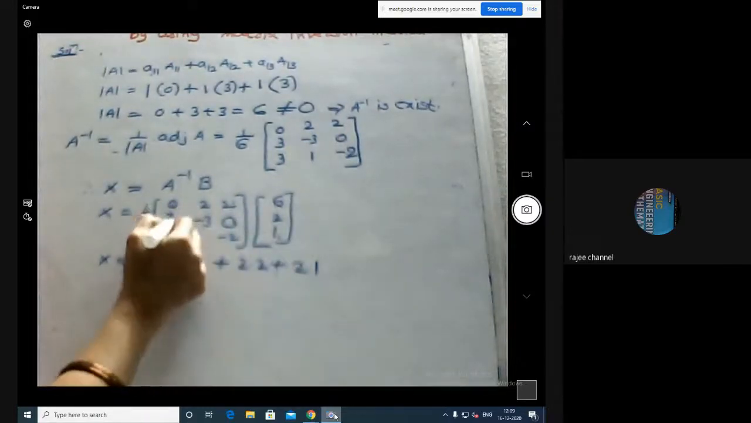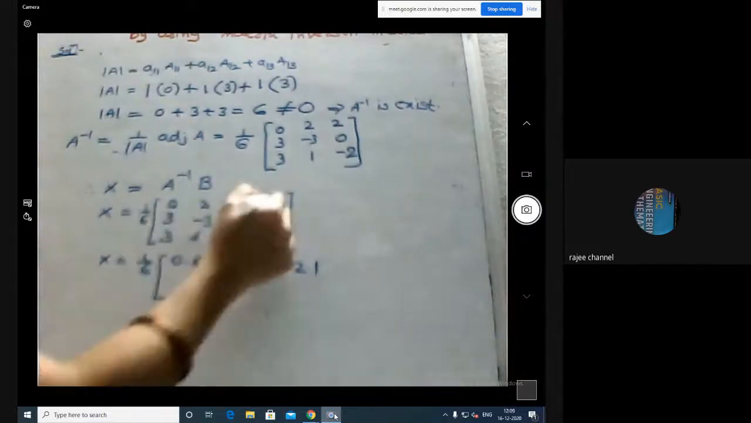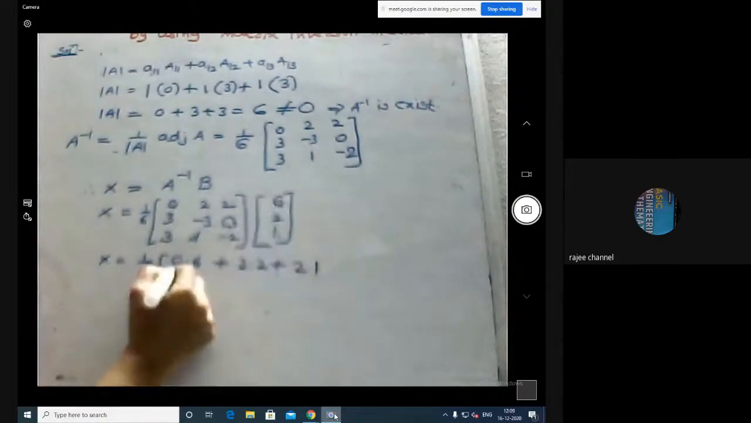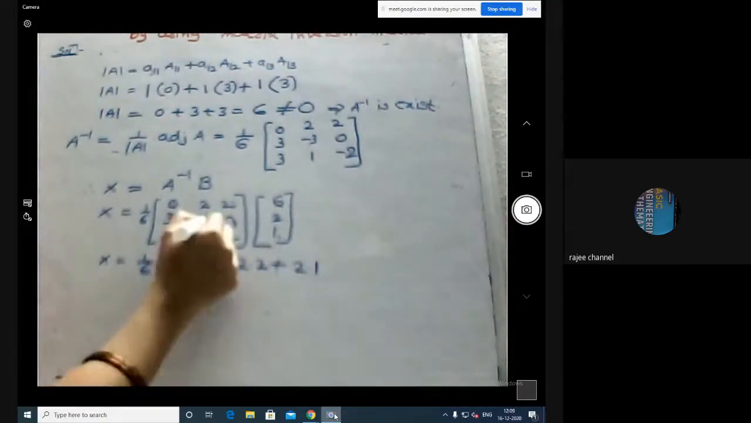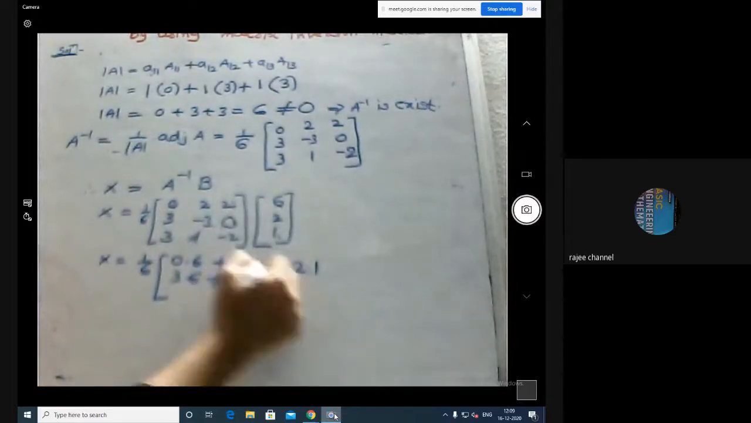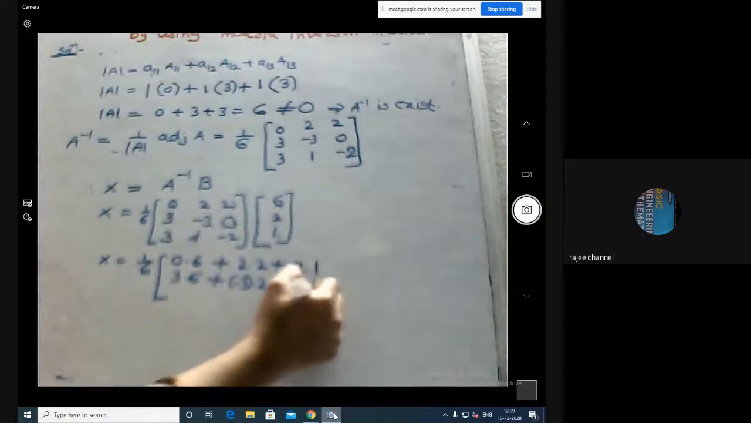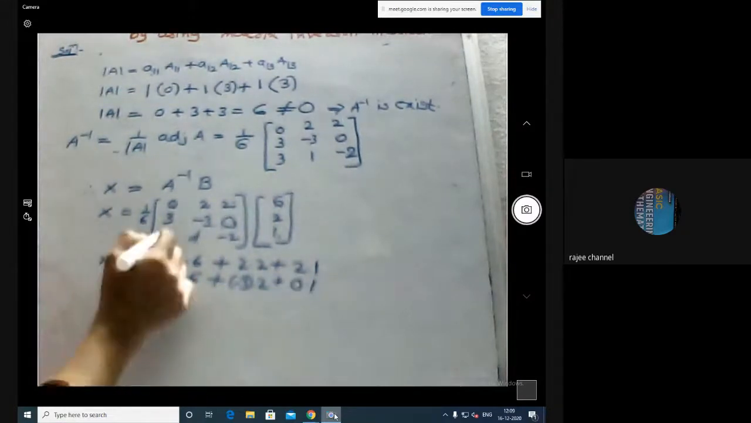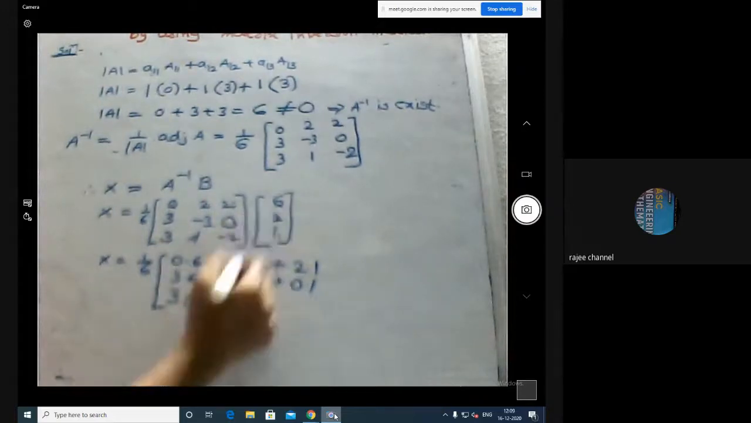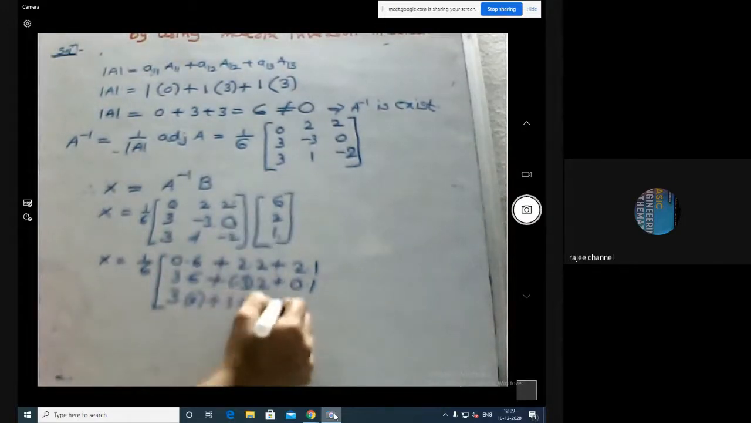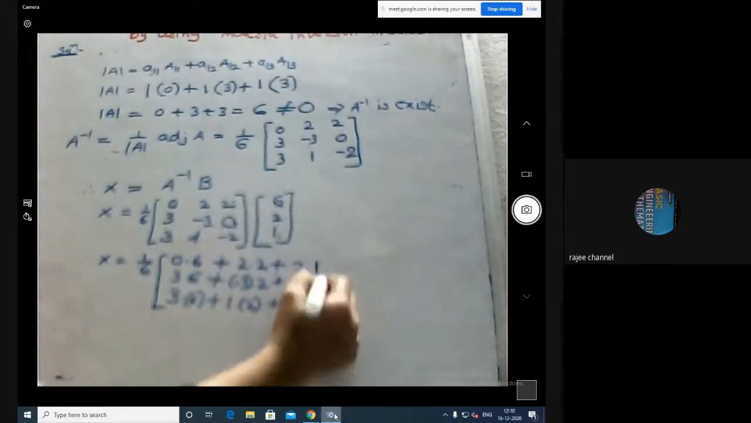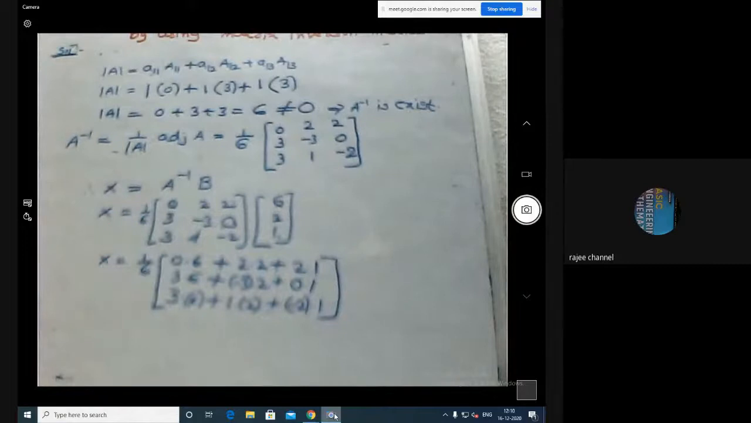Next, second row elements are multiplied with the column elements. Here the first element 3 into 6, plus next minus 3 into the second element 2, minus 3 into 2, plus next 0 into 1. Next, 3 into 6, second element 1 into 2, plus next minus 2 into 1. Okay, all the matrix multiplication is complete.